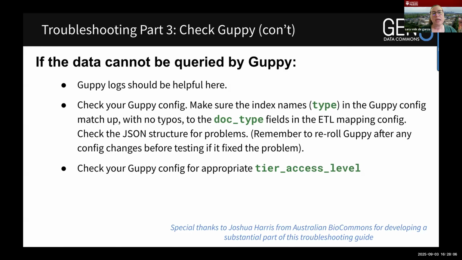And one last thing, back in June, we made the default setting for Guppy for the tier access level to be private. It used to be that the default was Libre, and now the default is private. And so that's just to make sure everybody's data is secure unless they would like it to be open. So you have to actively make it open or regular if you prefer. But if you didn't catch that change, then perhaps access level is what your problem is. And it's just that your data is all being hidden right now.